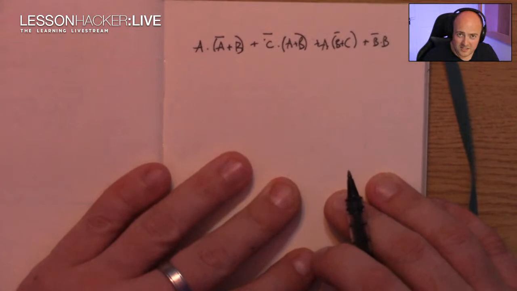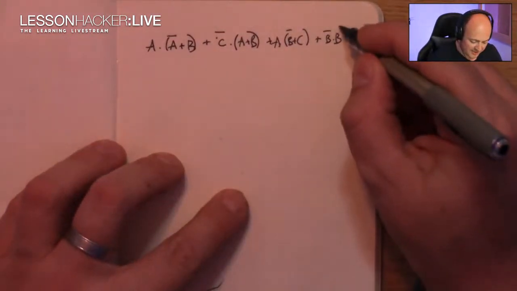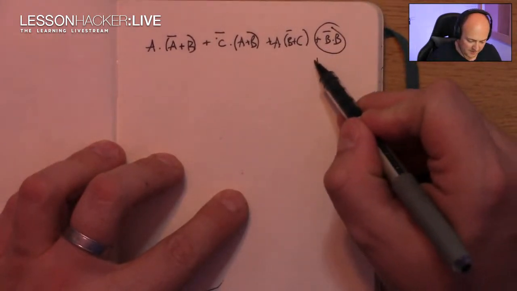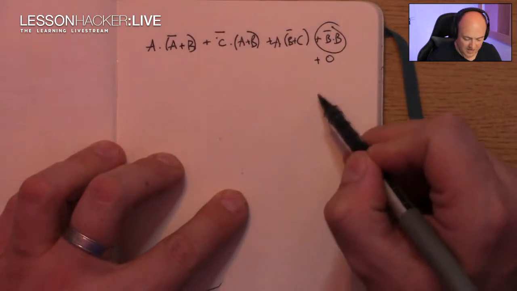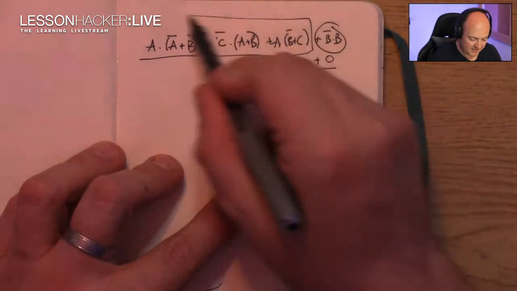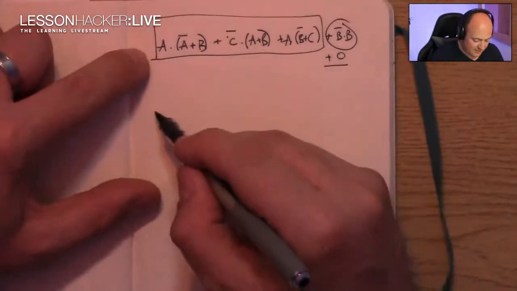Now, the only way to do this is to practice them, unfortunately. That's the easiest way to do it. So my first job here is I've got a B and a not B. Now, in my notes, that comes up to zero. And an OR zero is just itself, so that cancels it out. So we're left with this entire chunk here. I can't simplify that without multiplying it out, so let's do that.